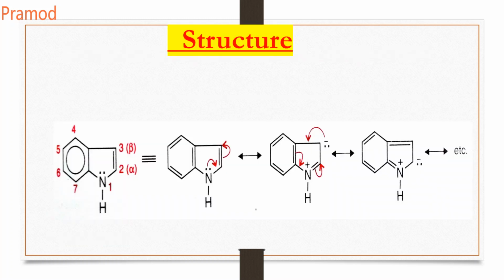Now the structure. The second position, next to your nitrogen, is called alpha. The third position is known as beta. When there is resonance, the lone pair of electrons from your nitrogen comes to the second carbon, then the double bond goes to the third. Similarly, the rotation goes on. So these are some of the resonance structures. We'll be explaining the entire resonance structures later.